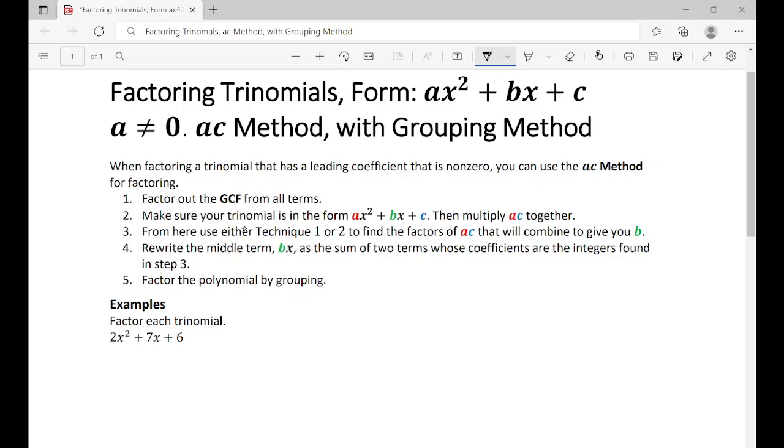Second, make sure your trinomial is in the form of ax squared plus bx plus c, and then you're going to multiply a and c together. From here, you're going to use either technique 1 or 2. I'm going to use 1 to find the factors of AC that will combine to give you b. Next, rewrite the middle term bx as the sum of the two terms whose coefficients are the integers found in step 3, and then factor the rest by using grouping.